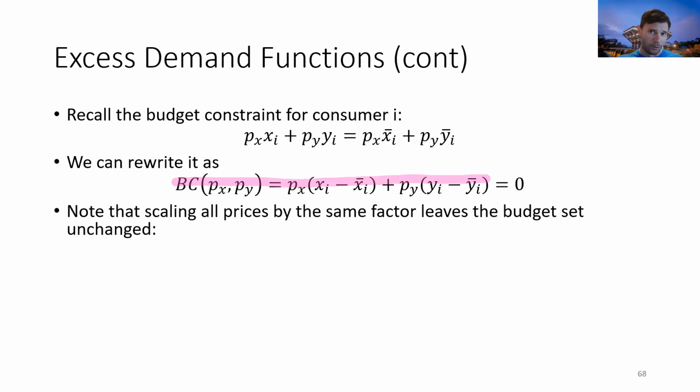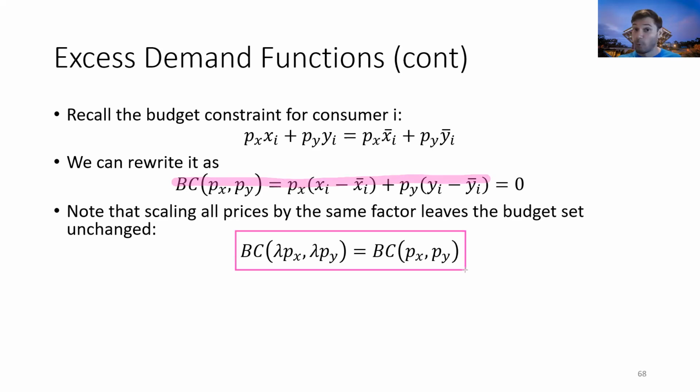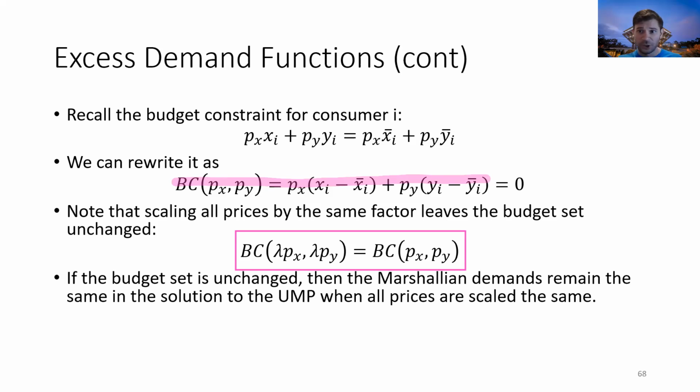Because if I double all the prices, then the value of my income will also double, because that's just the endowment valued at the prices. Meaning the budget constraint is homogeneous of what degree? Yeah, it's HD0. Very good. It is homogeneous of degree 0.